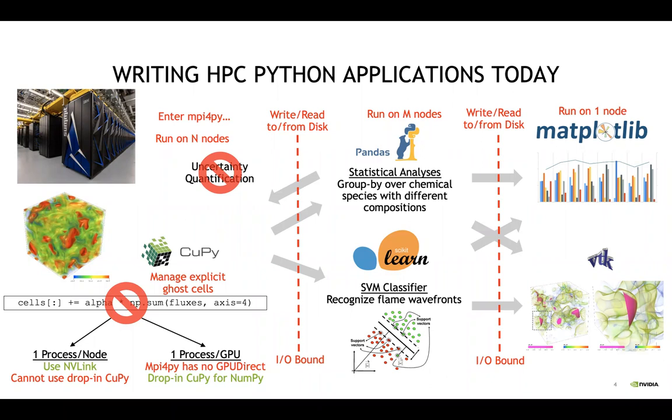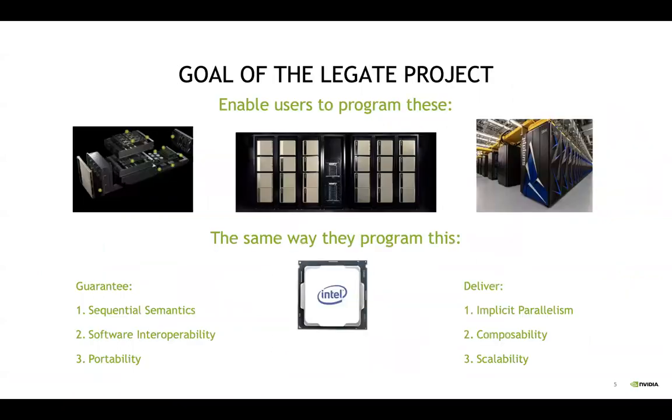And the goal of this project is to strive towards something closer to the previous slide, even in an HPC setting. So in broad terms, the goal of this project is to enable users to program these large heterogeneous accelerated machines the same way they program on a single core. And central to this is the understanding that sequential semantics are really necessary for programmers to be productive and understand what their code is doing, and also to achieve interoperability between libraries.